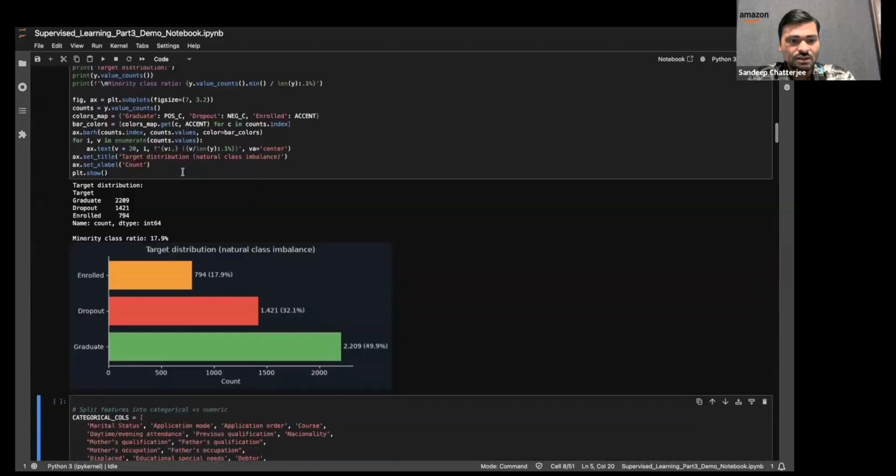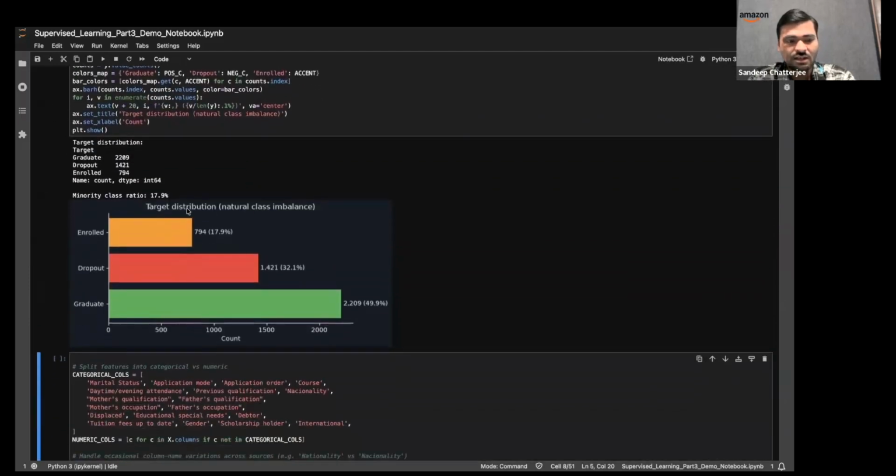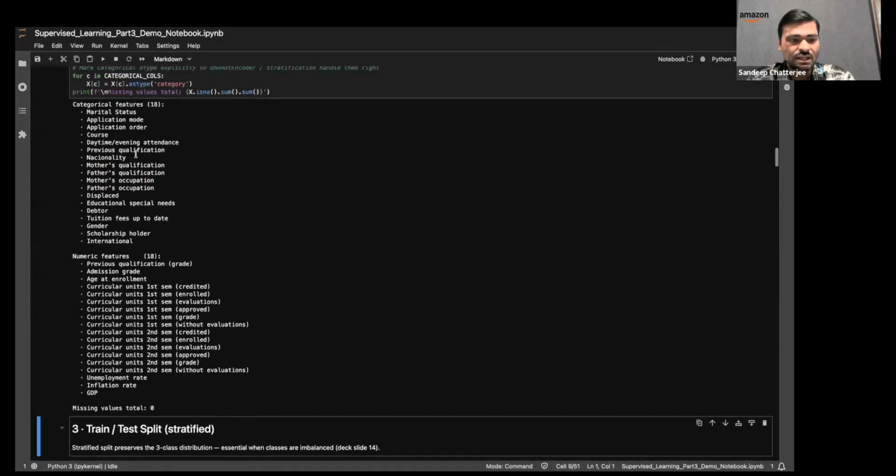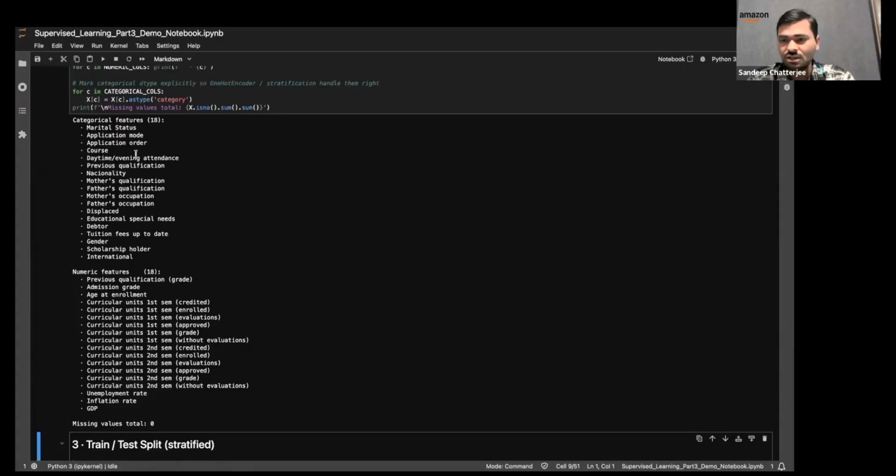So it is done. There are two things to highlight here. First is target distribution. You can see graduate dominates, nearly 50%, dropout is 32%, but enrolled are the minority. About feature types, we split features into 18 categorical and 18 numeric features, so a total of 36 features.